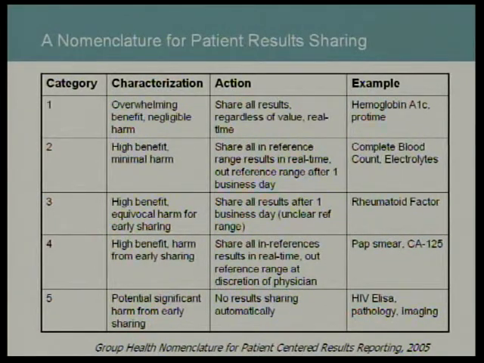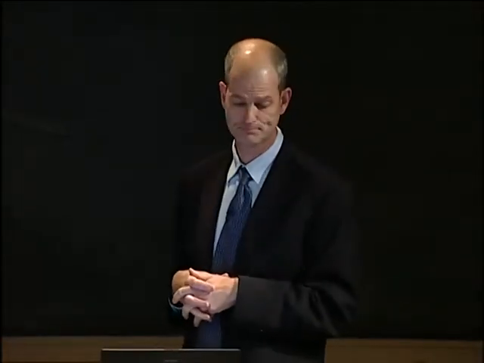On the other end of the scale, you've got category 5. So this is potential for significant harm from early sharing. So this is the bad news that you've got to communicate to the patient, usually in an in-person encounter. So you don't share any of those automatically. Providers manually release those, usually to patients after they've had the conversation with them, and release those results. Those are test results like HIV ELISAs, all pathology and imaging results.